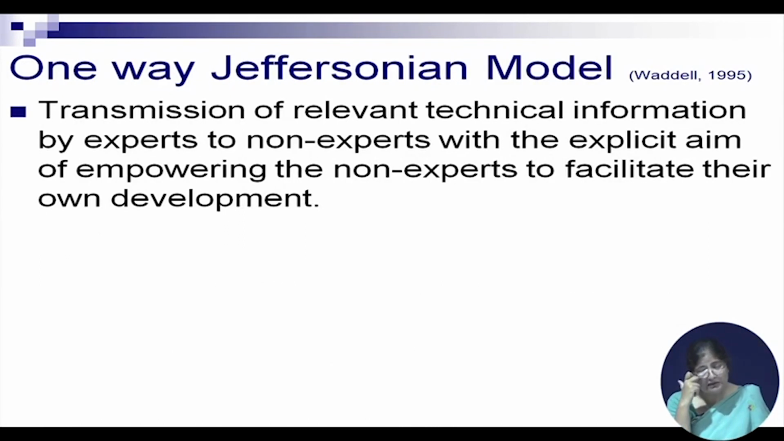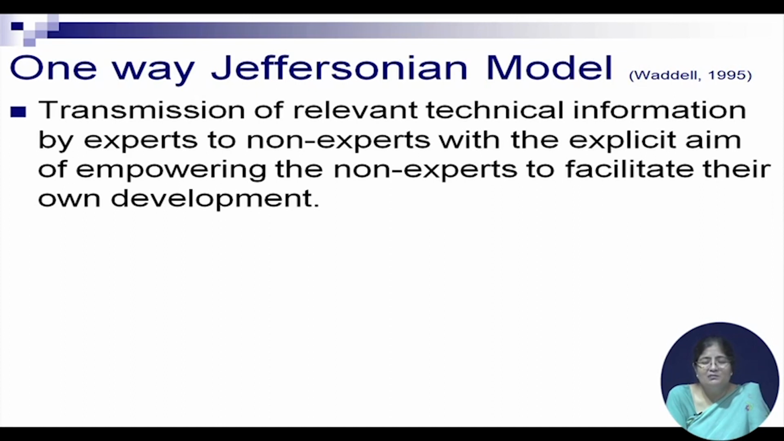The next, a little more open or a little more participative model is the one-way Jeffersonian model, where relevant technical information is transmitted to the community by experts to non-experts with the explicit aim of empowering the non-experts to facilitate their own development. So experts come and give you the training. They impart the training to people who want to take the training. So some bit of community participation is still there, but there is a clear divide between people who know something and people who don't know something. Okay, so it is still one way.